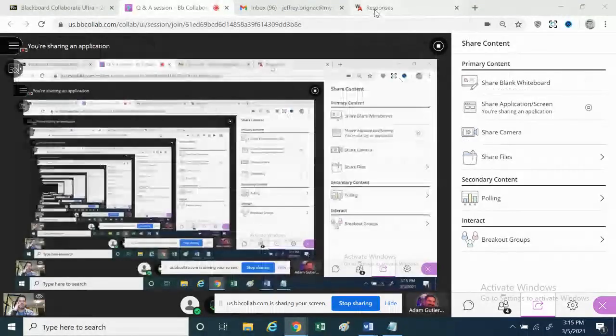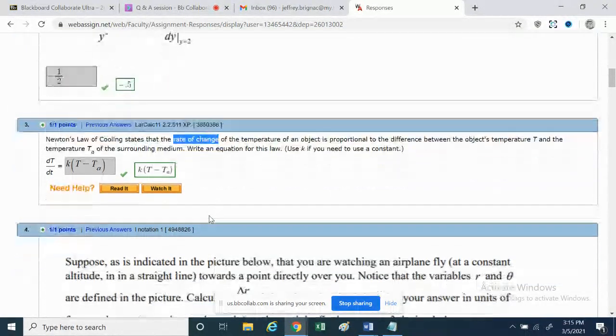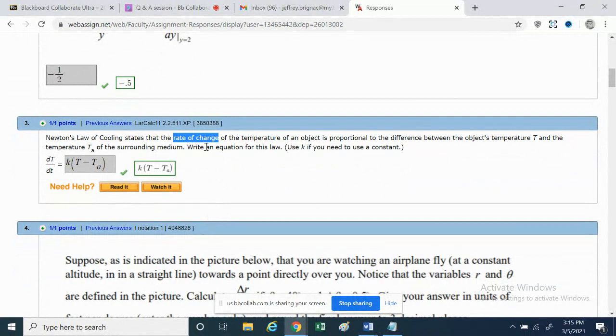So let's do this. I'll share the screen and we'll highlight each part of that and talk about it, because your question was about the wording, right? Yeah, just being able to understand it in a way that I could turn it into an equation. I gotcha. Can you see WebAssign okay right now? Yes. So, rate of change of temperature means how fast it's either warming or cooling. So the rate of change of the temperature of an object, and let's forget about this word proportional for now.